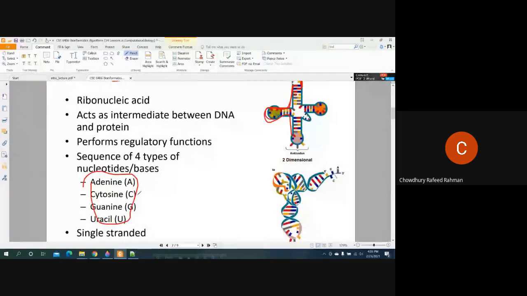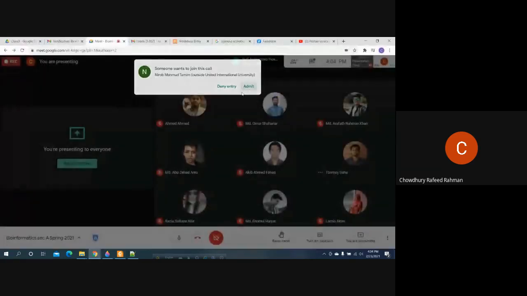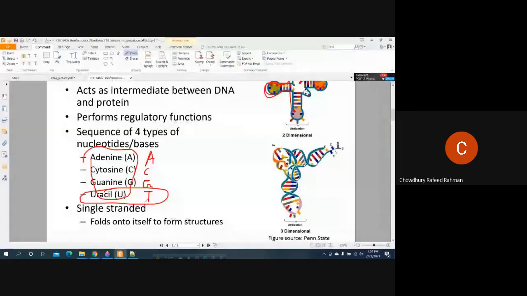Okay. So in RNA, there are actually four types of entities: A, C, G, and U. Do you remember what they were in DNA? In DNA, they were A, C, T, and G. The G and T. Same T. Yes. Okay. So it's a little bit different in RNA.